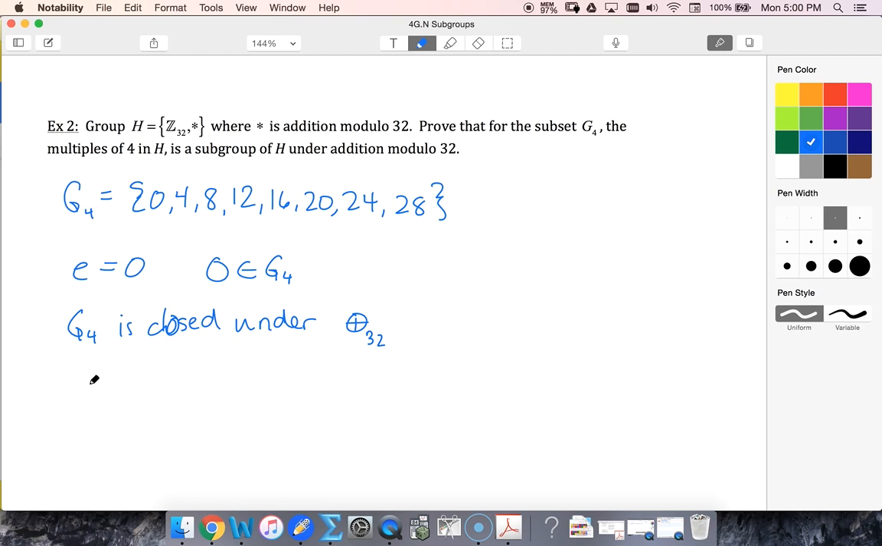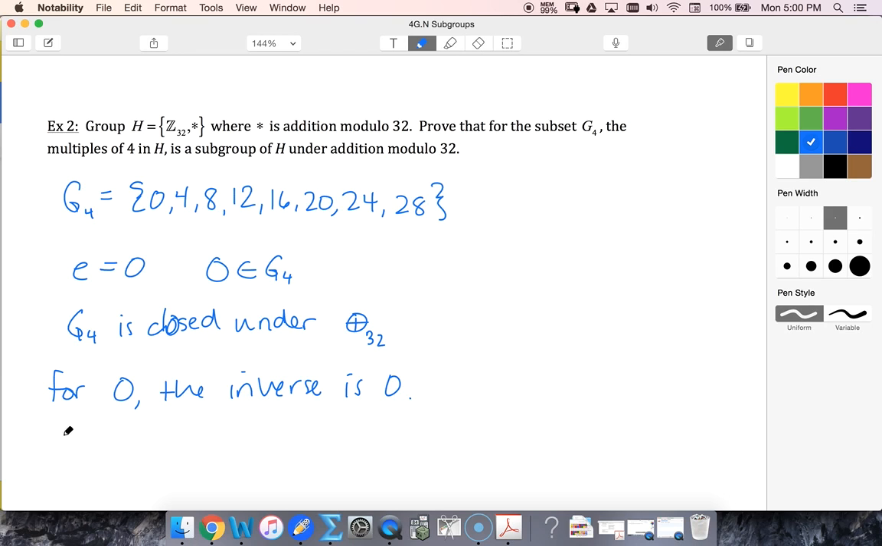All right. We need our inverses. So for any of these, we need values that are going to give us back 0. Well, since we've said it's closed and we've got mod 32, we're going to end up with elements that are going to give us back 0, and more specifically, our inverse elements. So for 0, the inverse is 0.